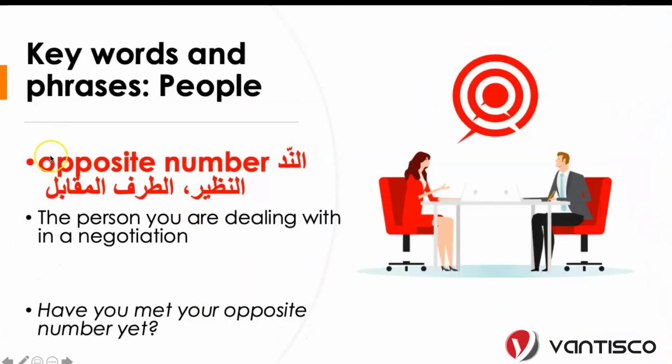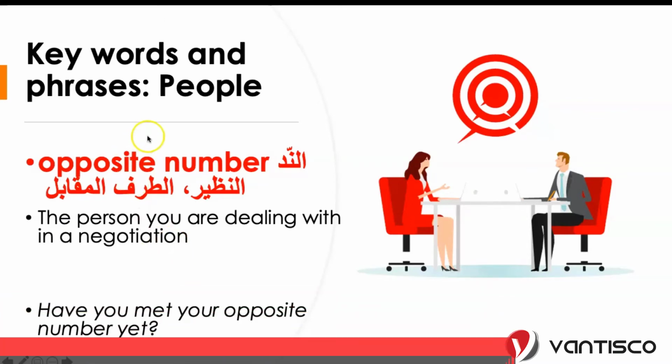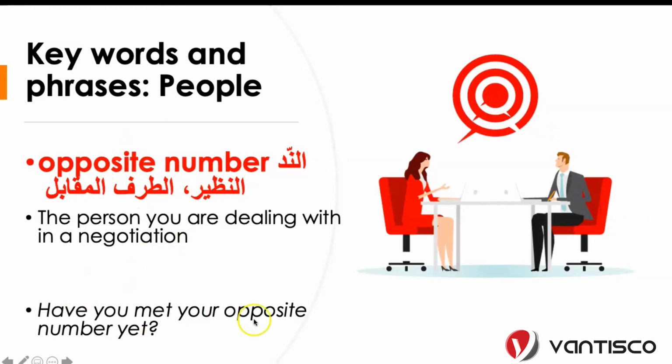Now we will learn the opposite number. The opposite number هو النظير بالطرف المقابل. ممكن يكون له نفس المستوى تبع الموظف الآخر بالطرف المقابل. ممكن يكون لا. The person you are dealing with in a negotiation. So هو الشخص اللي عم نتعامل معه أو عم نناقشه بالطرف الآخر. بنقول له opposite number. Have you met your opposite number yet?